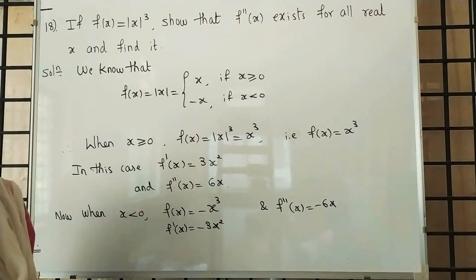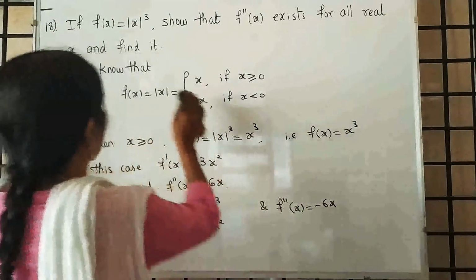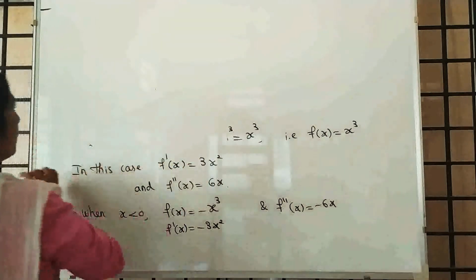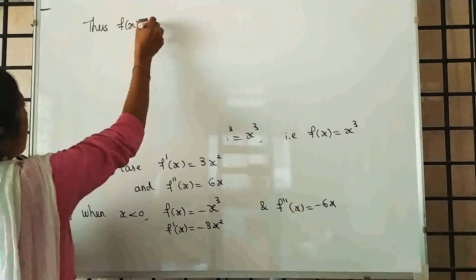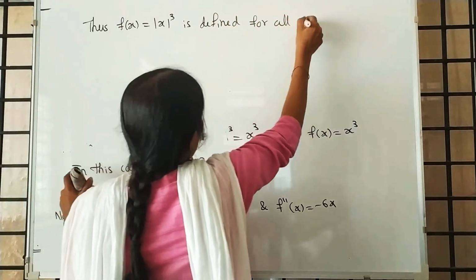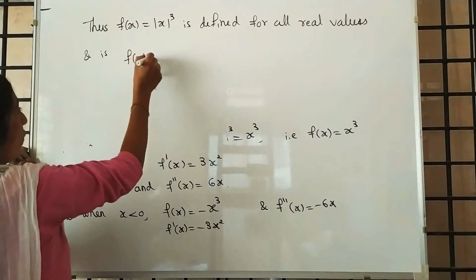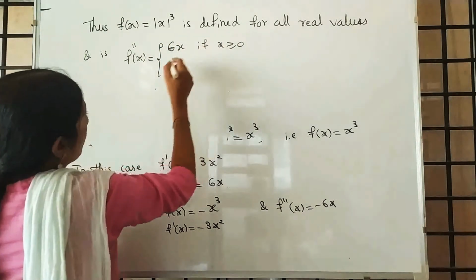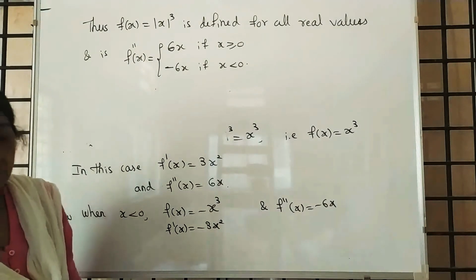Read on conclusion, final answer. Thus for f of x is equal to mod x cube, f of x is defined for all real values and f double dash of x is 6x if x is greater than or equal to 0 and minus 6x if x is less than 0. Understood? Now I am moving to the next question.